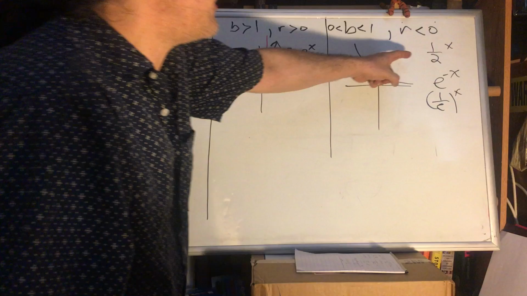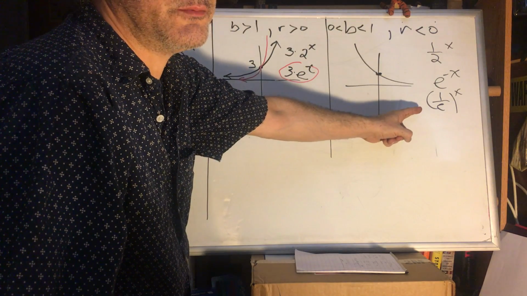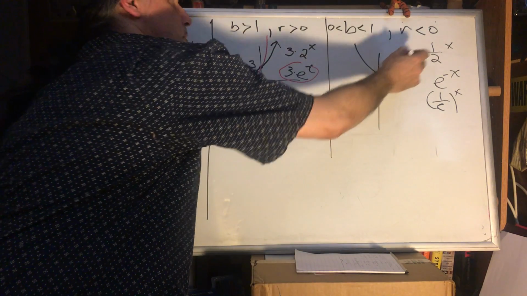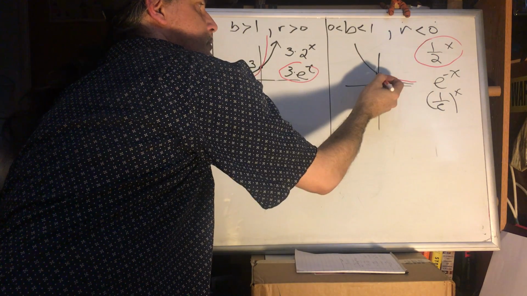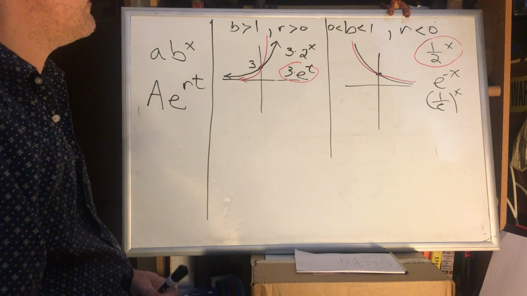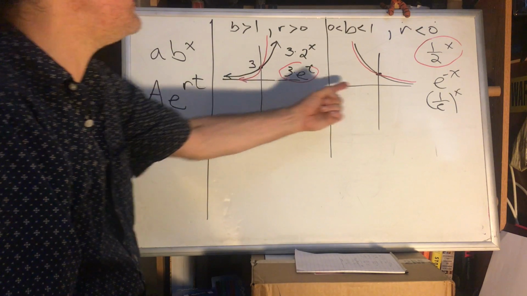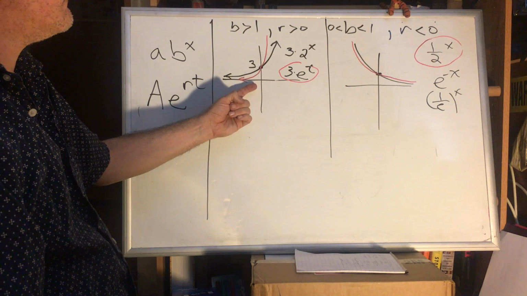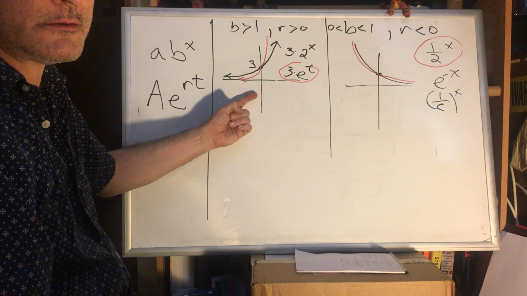So notice 1/2 is bigger than 1 over 2.7 something. So if we graph the 1/2, that's going to not drop as quick. Okay, so notice these are related to each other. They're basically reflections across the y-axis.